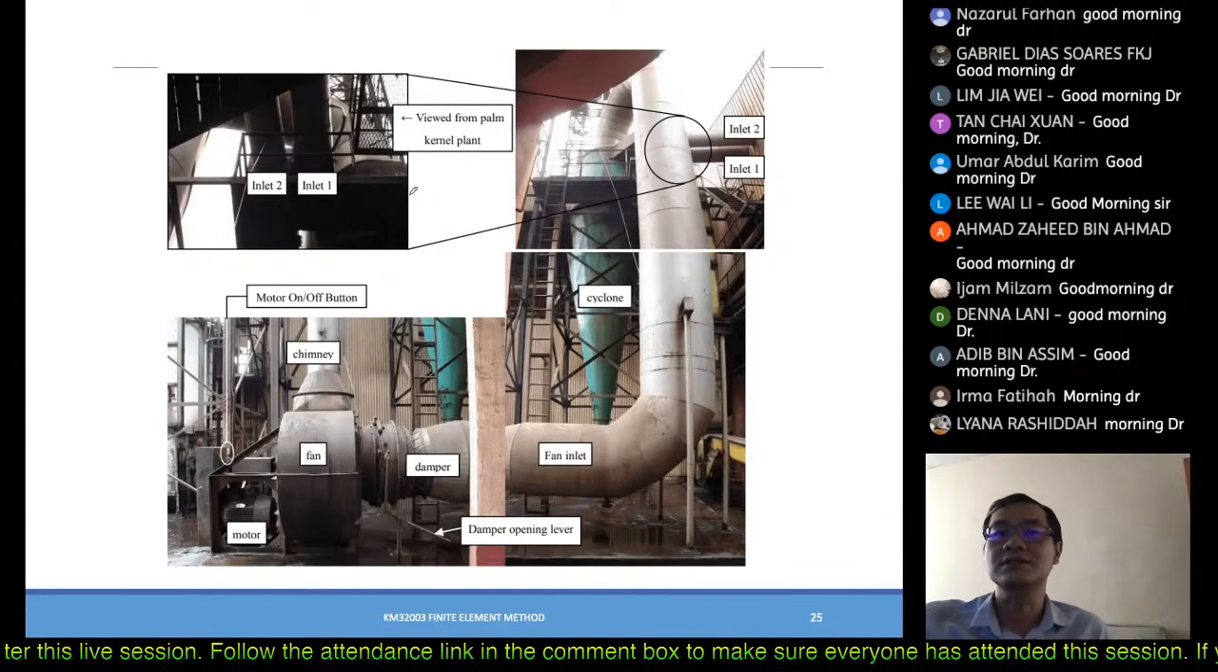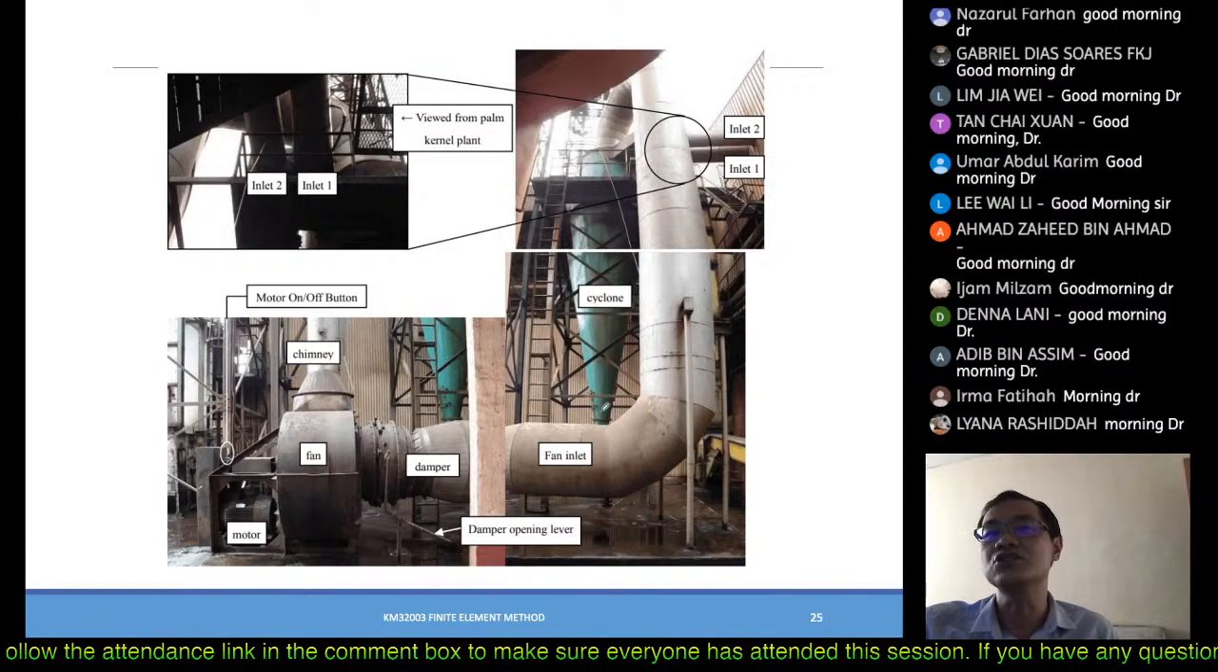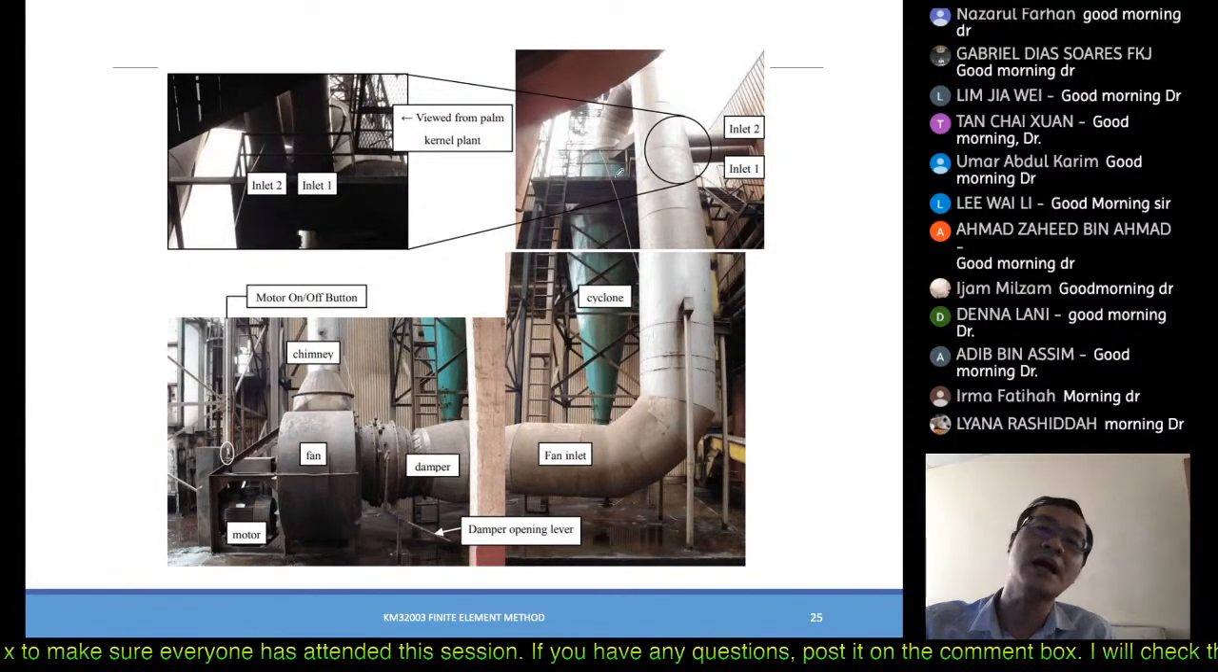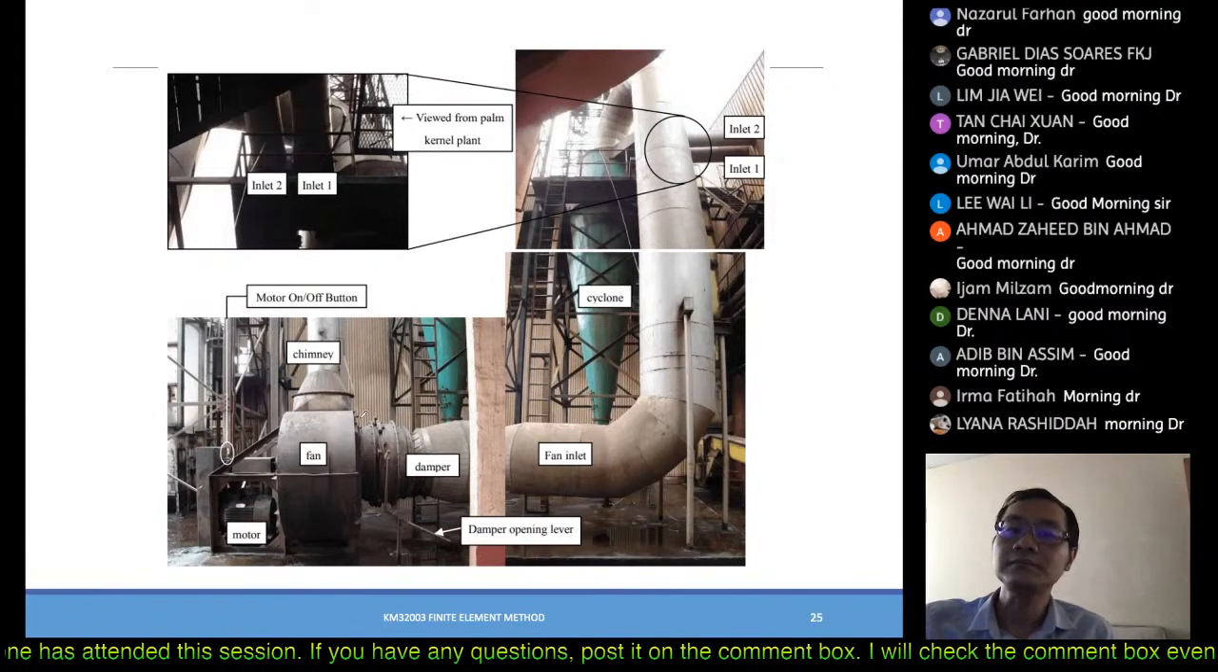So this is the actual cyclone installed in the factory. I think this is 3-story high maybe.